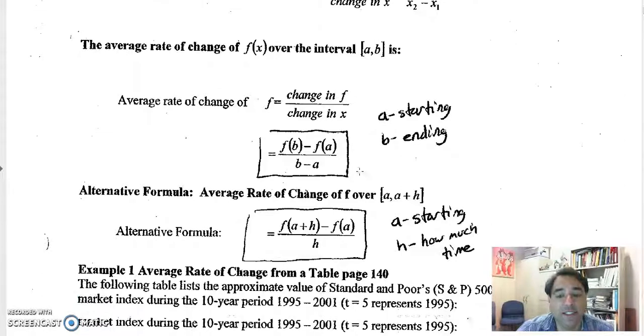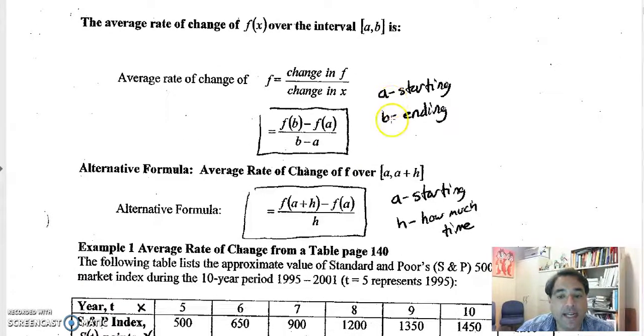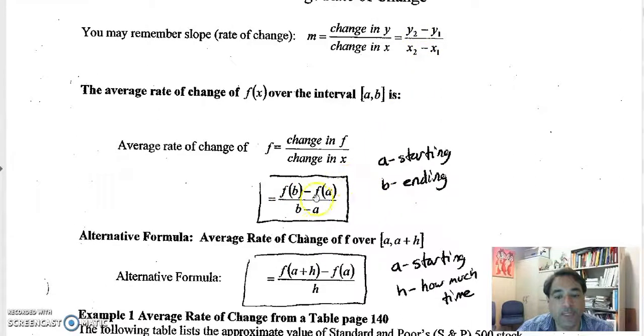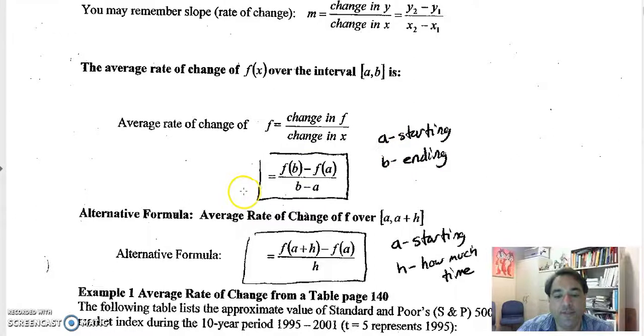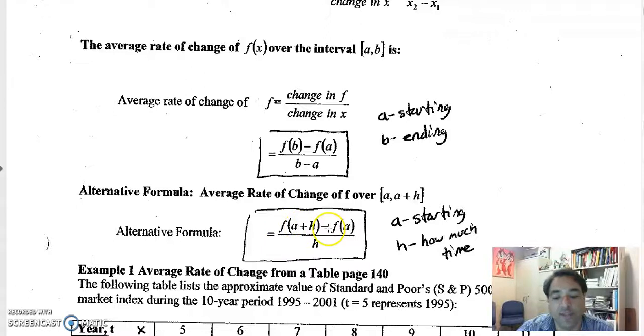Now, another way of looking at the same exact thing, instead of saying starting at a and ending at b, we can say starting at a and then how much time. So for example, if I was going from 2 to 5, that's the same thing as saying from 2 to 3 years later, which is 5. And that formula would be f of a plus h minus f of a over h, where h is how much time and a is your starting. Please understand that all three are the same thing, just looking at it a different way. So we're going to transition from what you remember, y2 minus y1 over x2 minus x1, to f of b minus f of a over b minus a, and then eventually we're going to get to f of a plus h minus f of a over h.